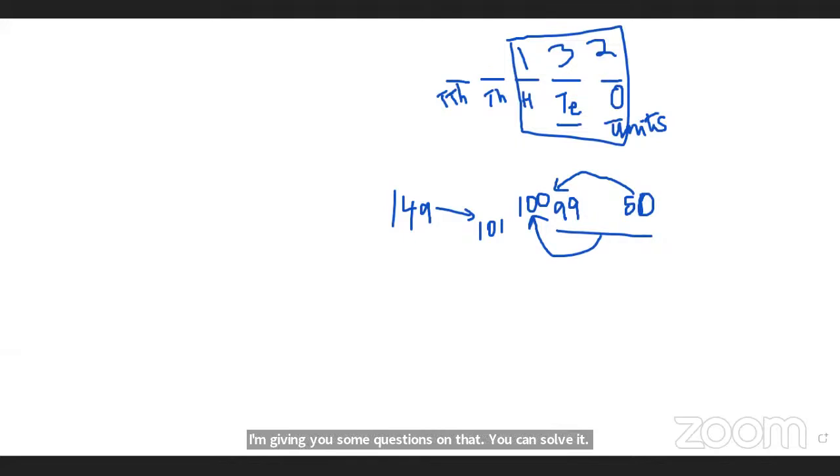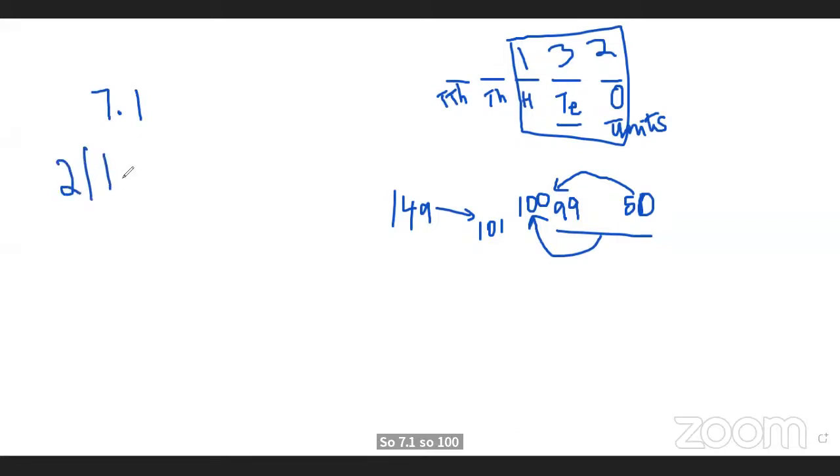And even rounding off of decimals. Okay, I'm writing some questions to round off decimals. Do that, then we can do both together. Round off of decimals. Can you write it up? So 7.1, so 100 and 211.0235. Okay, next.